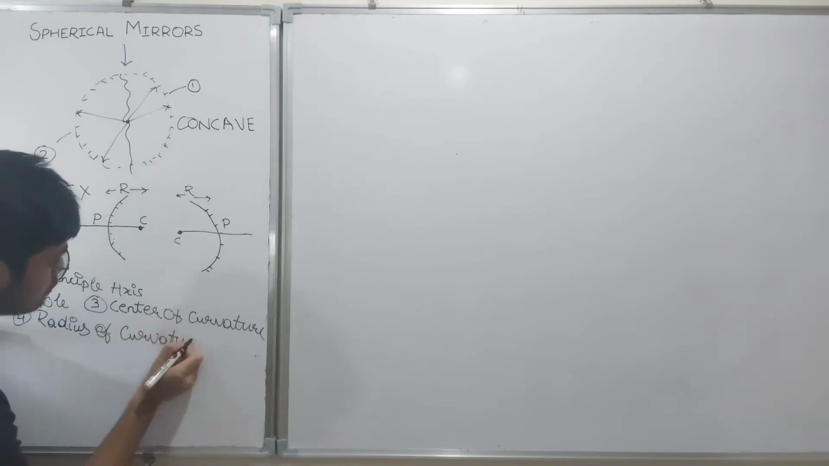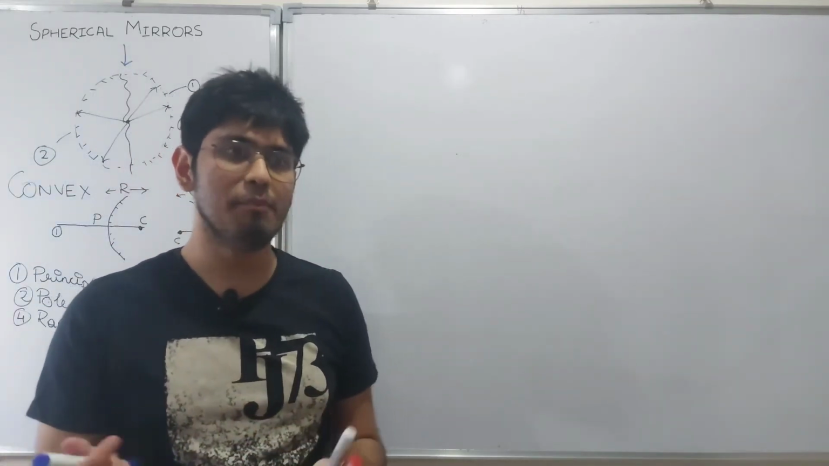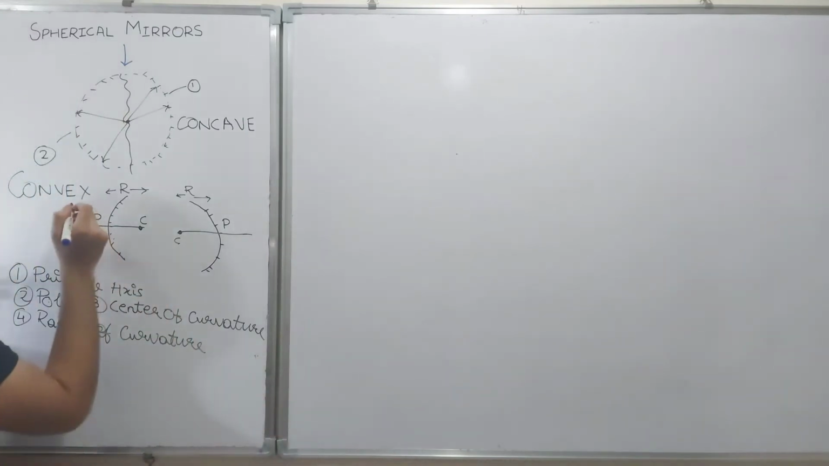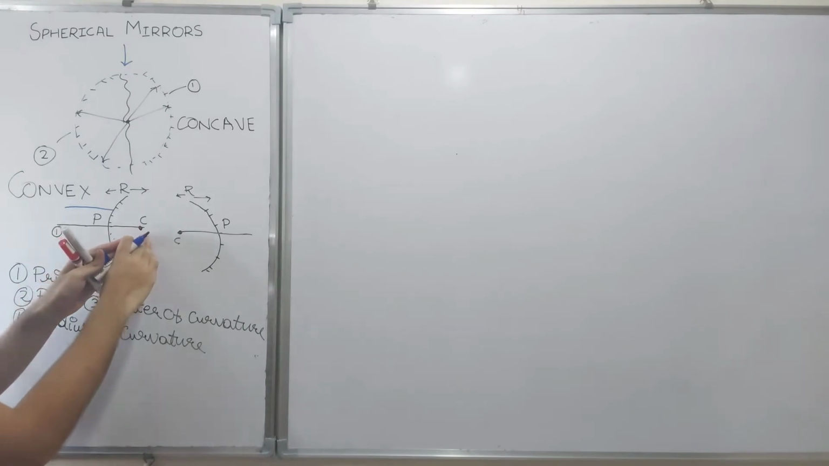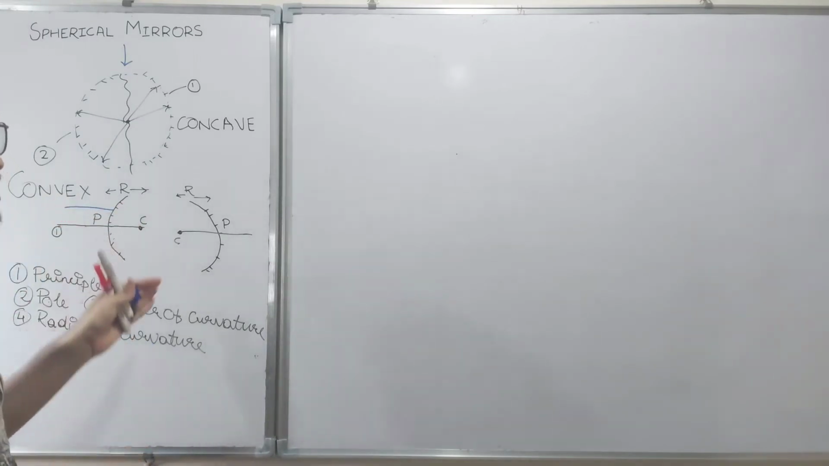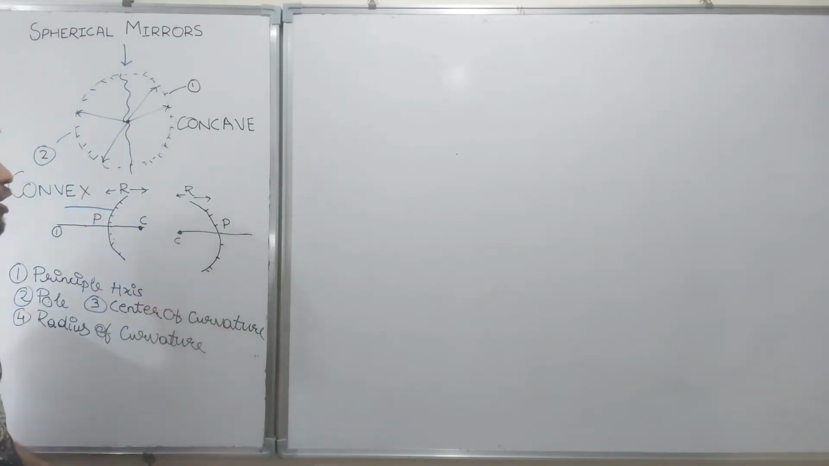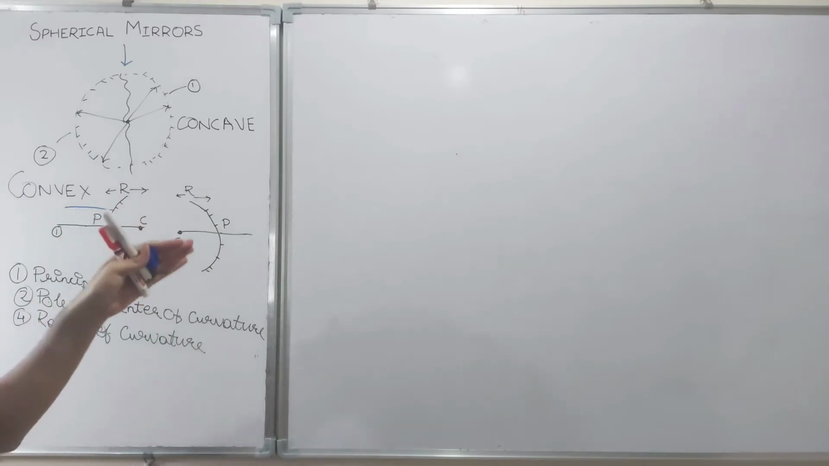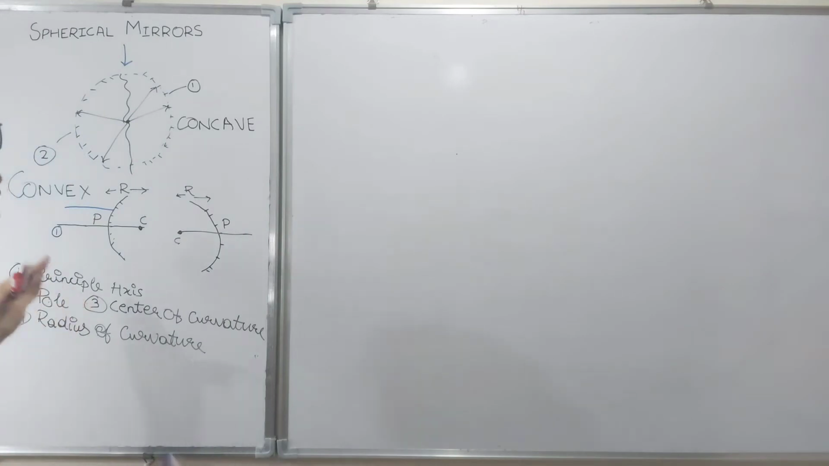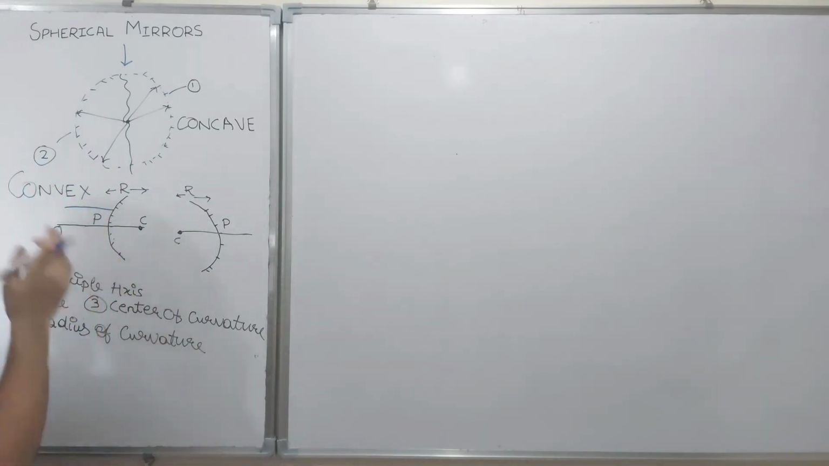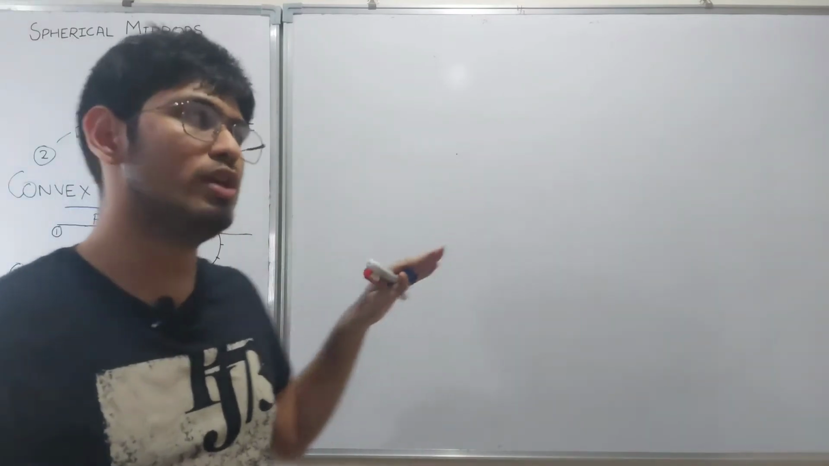Okay, the another thing that we are going to get, suppose that a ray of light is incident on this particular point. See, in the case of a convex mirror, the center of curvature is lying at the right hand side of the mirror, and in the case of concave mirror, the center of curvature is always lying at the left hand side of the mirror. So you just have to remember this point: in the case of convex, center of curvature lies on the right, and in the case of concave, center of curvature lies to the left of the mirror.